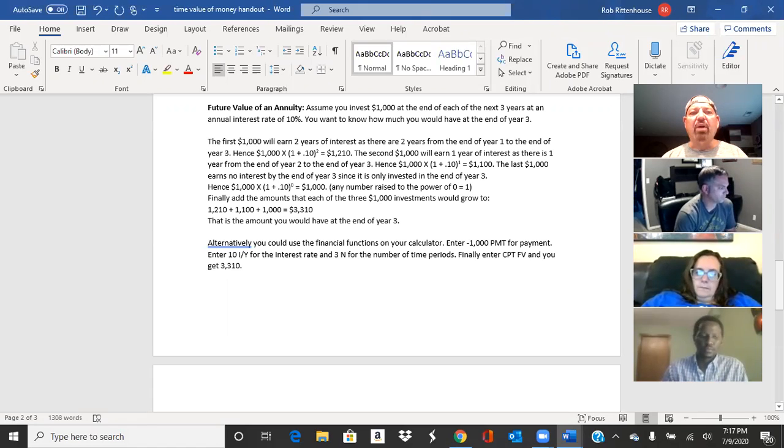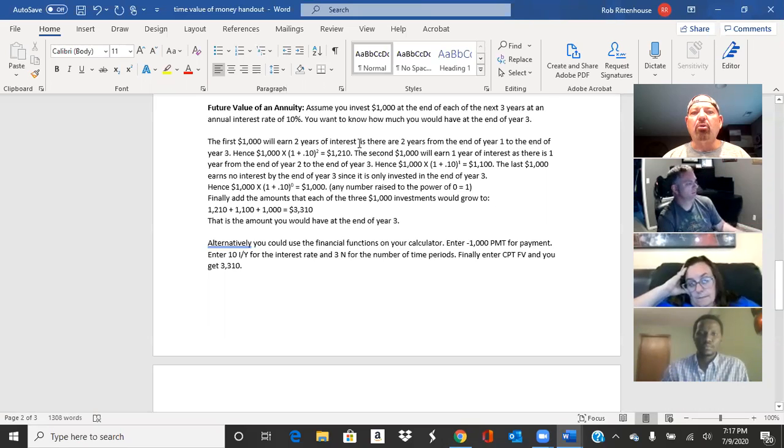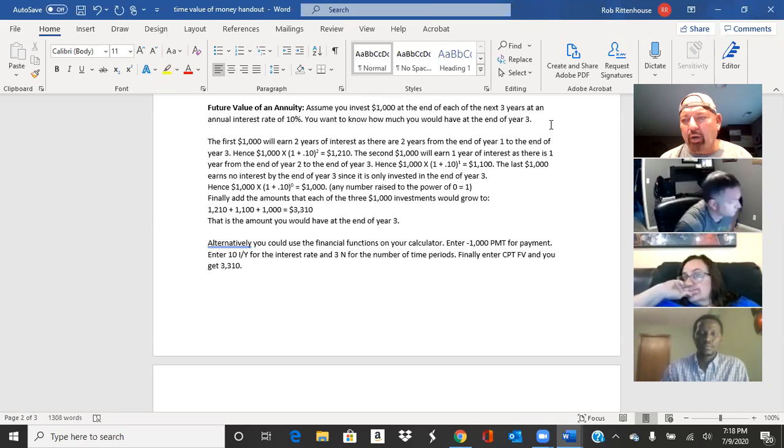The future value of an annuity tells you how much an amount invested each year would grow to at the end of a particular time frame. So up here, assume you invest $1,000 at the end of each of the next 3 years at an annual interest rate of 10%. You want to know how much you'd have at the end of year 3. So of course, realize the first 1,000 is only going to earn 2 years of interest. Why? Because with the annuity, typically we assume what's called an ordinary annuity.